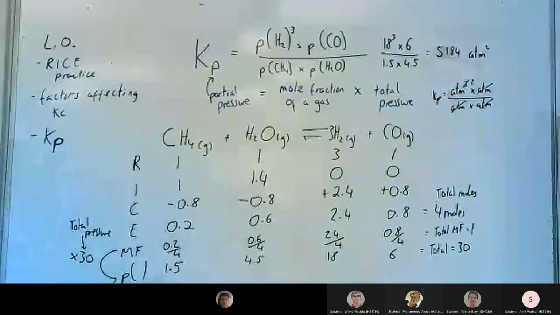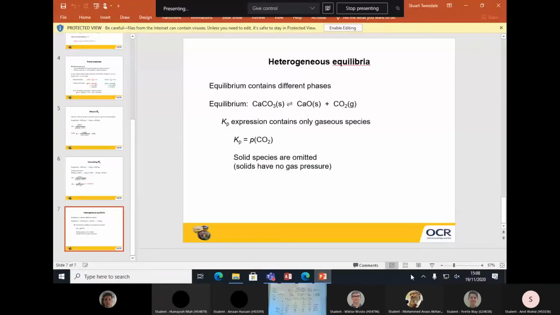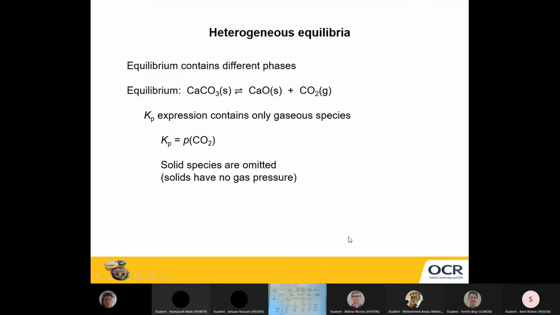Okay, now, in a minute you'll see heterogeneous. Let me just show you on here. This is less common, but it can come up. What's on the boards there at the moment is a heterogeneous equilibrium. So you can see that there's two solids and a gas. It's a decomposition of calcium carbonate. But you can go backwards. Calcium oxide can absorb carbon dioxide.